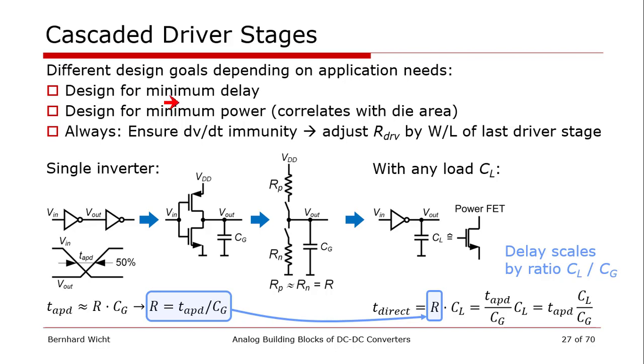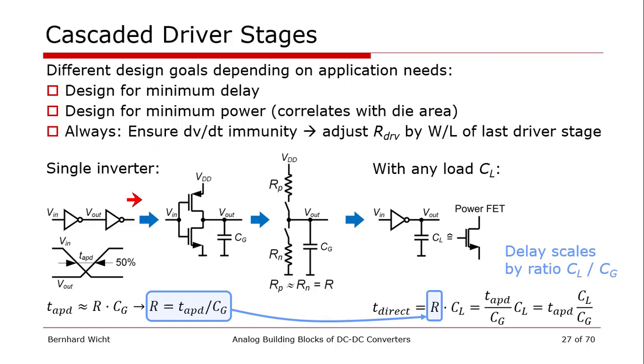In some cases, in low power designs, we want to have the minimum losses, meaning the minimum power consumption for this driver. So it's a different goal, and that correlates a little bit to the area consumption, the layout area that we need to spend to implement these drivers. But in general, we always want to make sure that we do not get a DVDD trigger turn-on just through the drain-gate capacitance. If that is the case, and that can be verified by simulations, we simply need to decrease our drive resistance by increasing the W/L of the last driver stage.